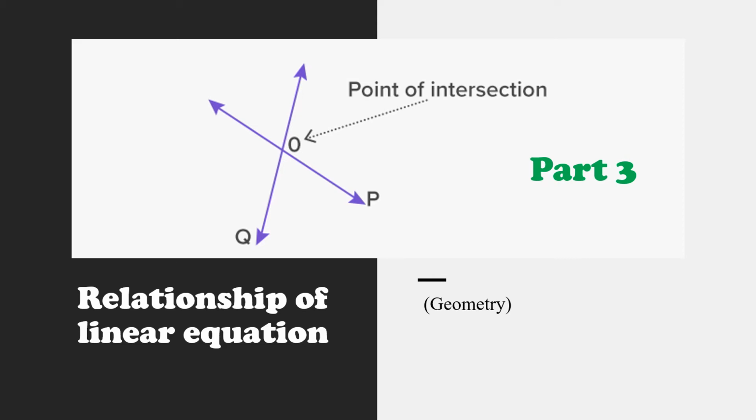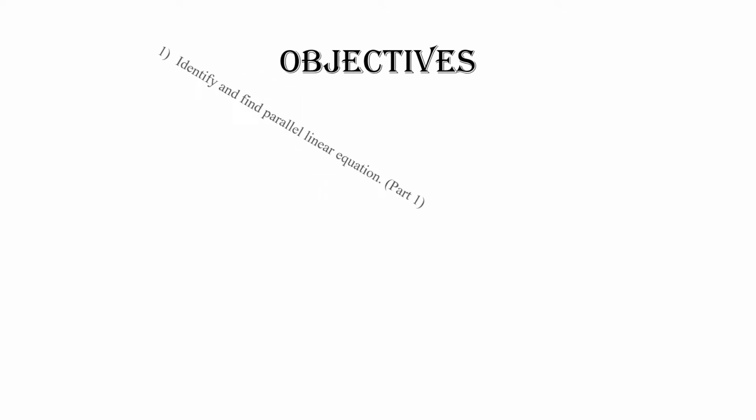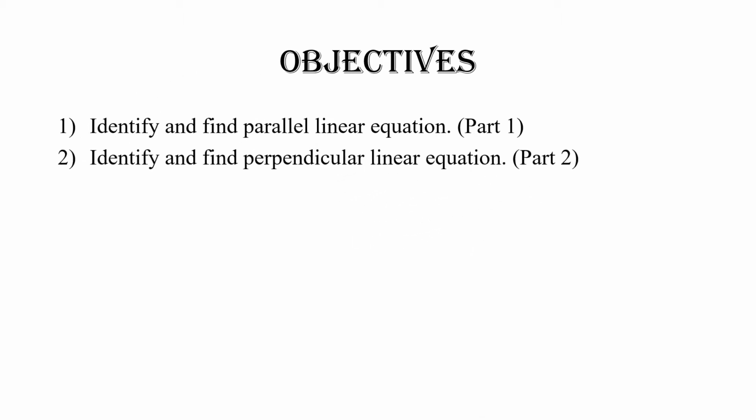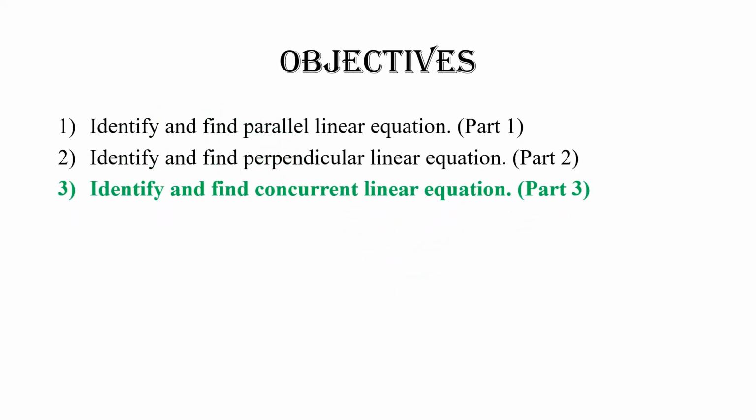Alright, so to wrap up this week with our geometry, we're going to look at part 3 of 3 videos, which we started 2 days ago, on relationships of linear equations. Today we're looking at lines of concurrency, or points of intersection. So we looked 2 days ago at how to identify and find parallel linear equations. That was our part 1. Then in part 2, we looked at how to identify and find perpendicular linear equations. And now today, in part 3, we will look at how to identify and find concurrent linear equations.